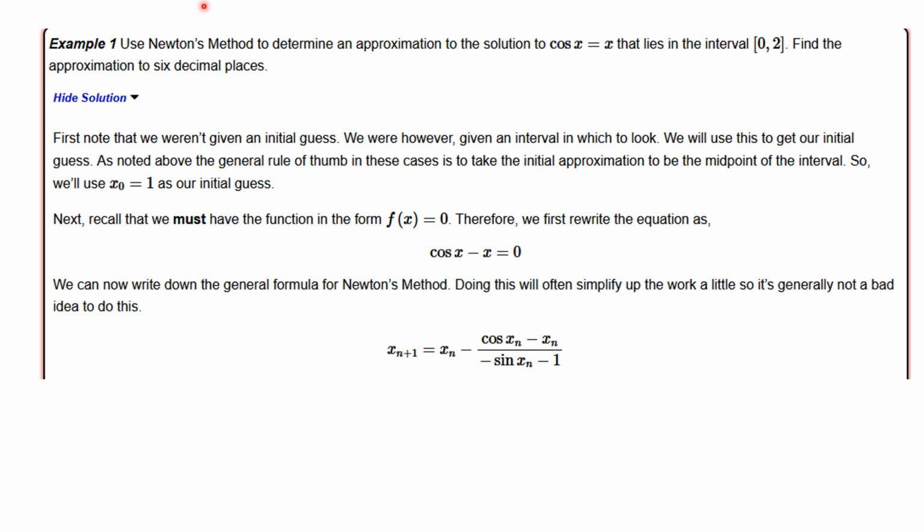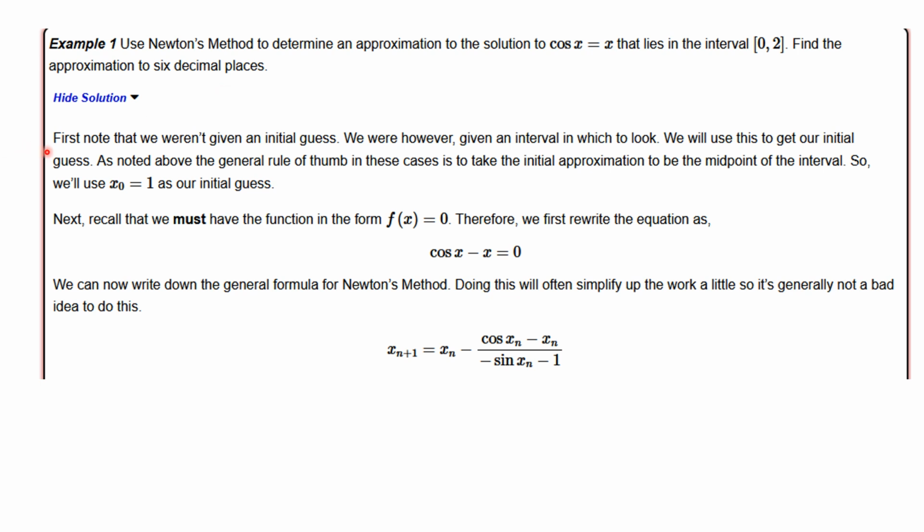Let's look at an example. Here we want to use Newton's method to determine an approximation to the solution of cosine of x equals x that lies in the interval 0 to 2. We're being asked to find this approximation to 6 decimal places, and so we will be using technology, Excel or some calculator, to do this.